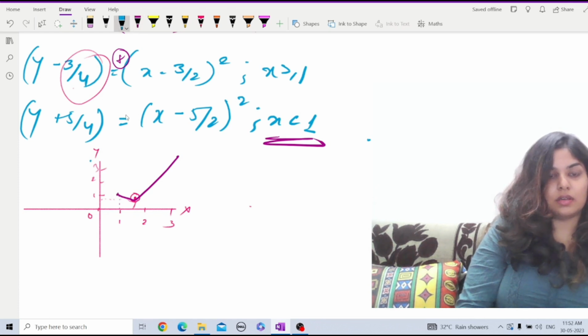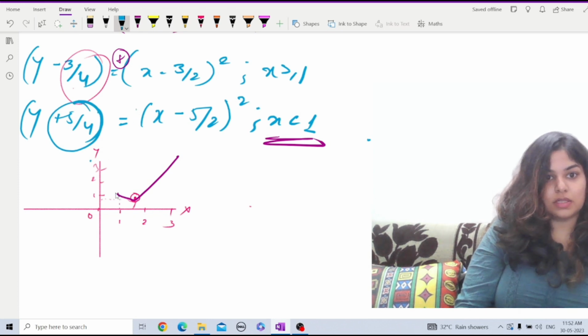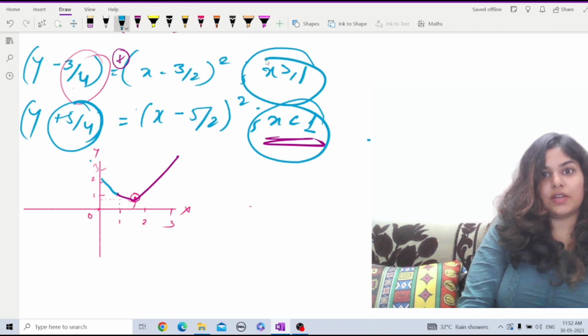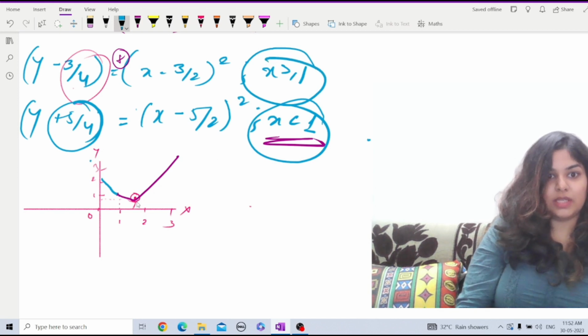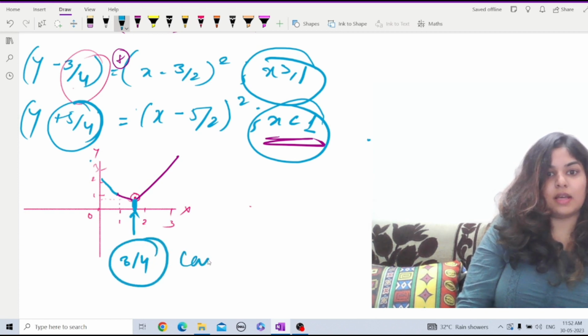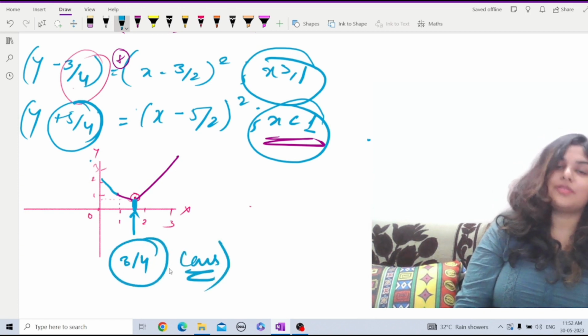And since there is the negative coordinate and there is positivity, it will face this side and meet here. So this part is for x less than 1, and this part is for x greater than or equal to 1. Now for this, the minimum point is at the point here. It's very clear. So this point is our 3 by 4, and that is the answer. So the global minimum point is 3 by 4.